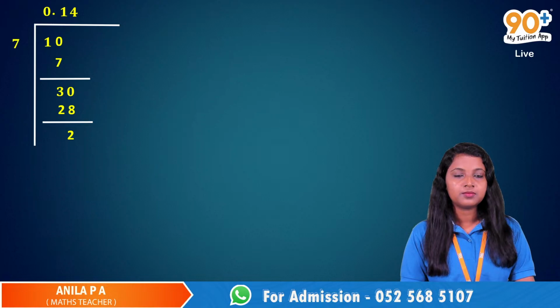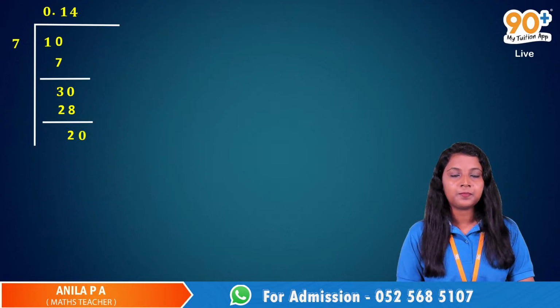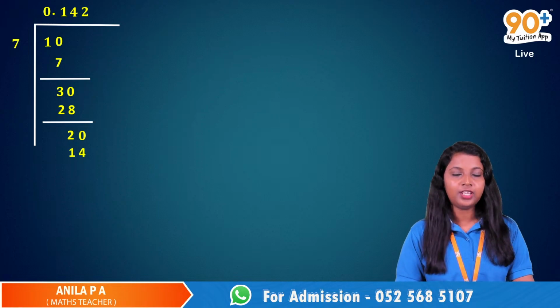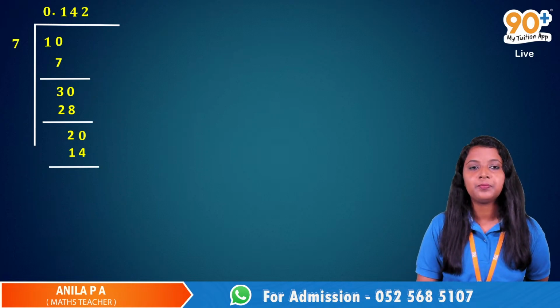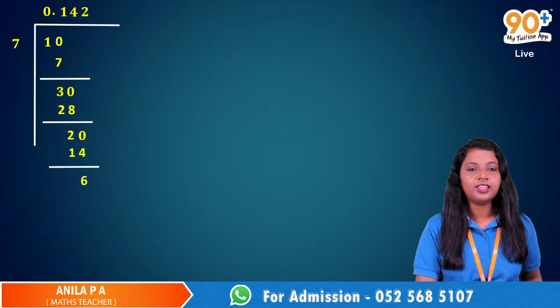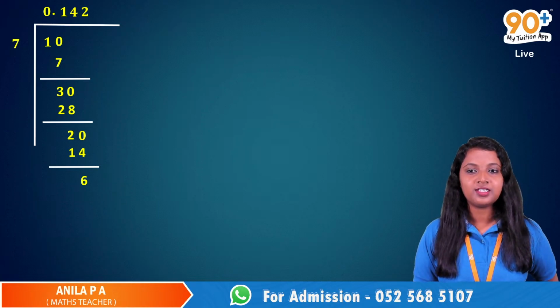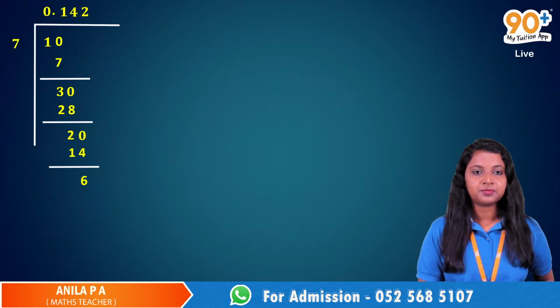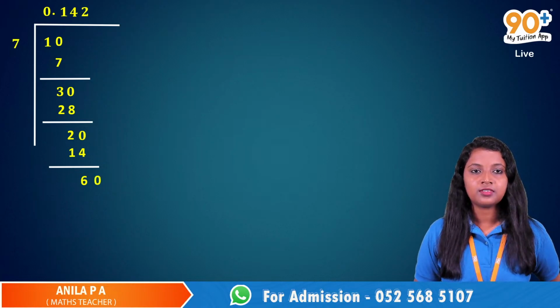And then you will add 0 near 2. And then at the top you write 2. Okay, so 2 sevens are 14. And the remainder is 6. Then again, after that, on the top you will put 8.